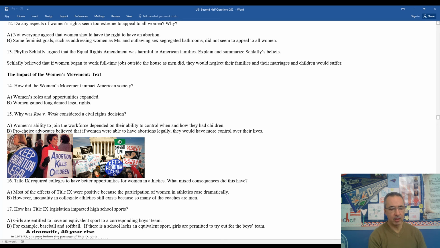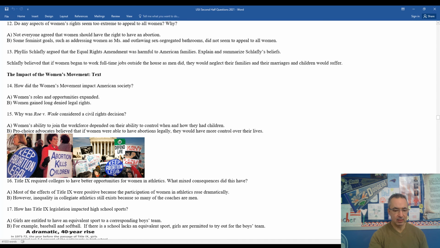Title IX required colleges to have better opportunities for women in athletics. What mixed consequences did this have? Most of the effects of Title IX were positive because participation of women in athletics rose dramatically. However, inequality in collegiate athletics still exists because so many of the coaches are still men.